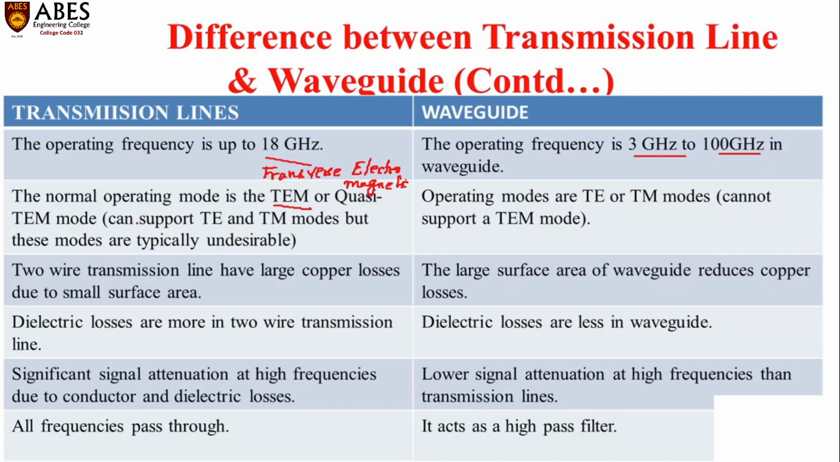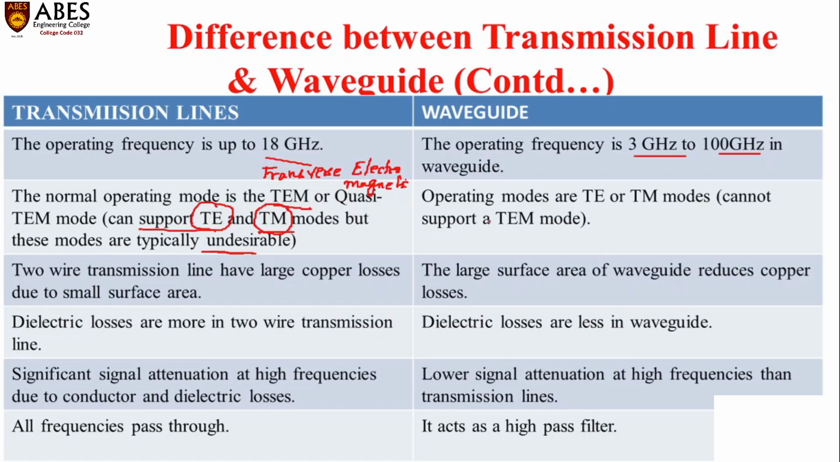Or quasi-TEM wave mode. It can support TE and TM. TE stands for transverse electric and TM stands for transverse magnetic mode. But these modes are typically undesirable in the case of a transmission line.